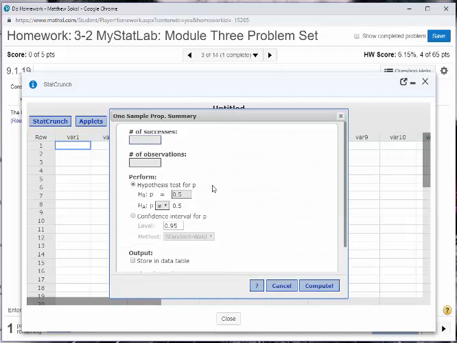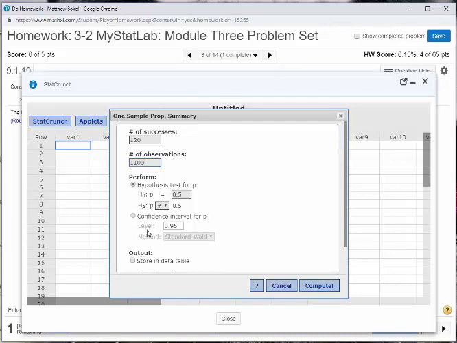All right, now you have to plug a bunch of stuff in here. So the number of successes, that was the X value. That was 120. The number of observations was 1100. I'll put that in there. It didn't ask for a hypothesis test. We'll do that in a subsequent week.